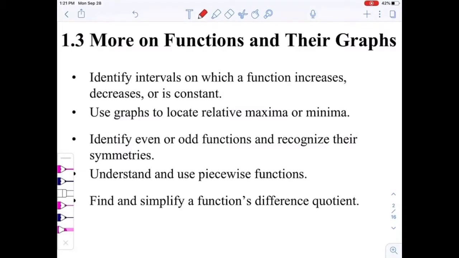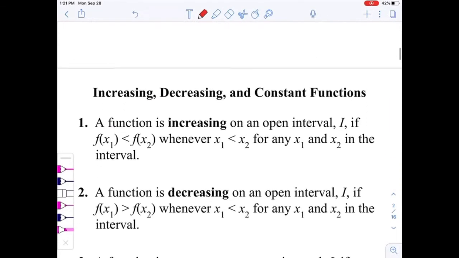Section 1.3, more on functions and their graphs. Today is a very important day to make sure you listen to these notes. We are going to look at identifying intervals on which a function increases, decreases, or is constant. You're going to use graphs to locate relative maxima or minima. We're going to identify even or odd functions and recognize their symmetries. We'll also look at understanding and using piecewise functions, and then finding and simplifying a function's difference quotient. A lot of new stuff.